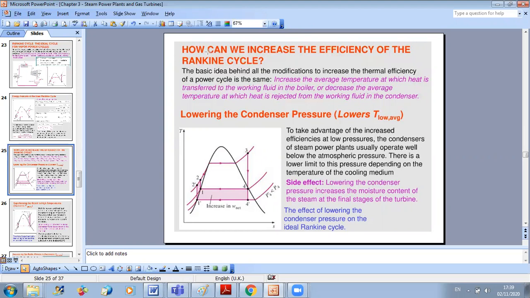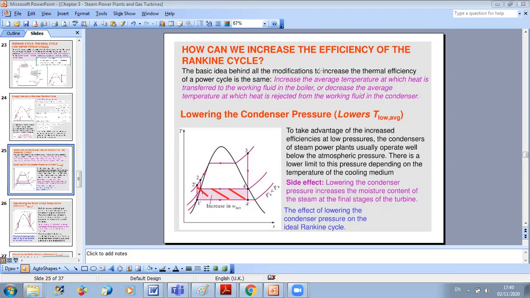In the second one, we decrease the pressure at the condenser level. So as you can see, due to this effect, the area here will increase. So the net work will increase, because you know that the net work represents the area limited by the curve. So here, since you have a higher area when you decrease the pressure, then you will have a higher net work. So it's a better efficiency.